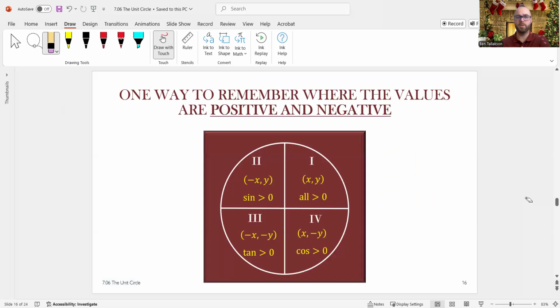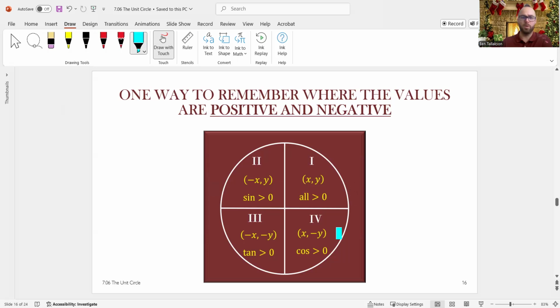And I mentioned this earlier, but here is a visual and a way to remember the values that are positive and negative. Okay? If you look at the sign, each quadrant, what do they all have in common? Well, all of these values say greater than zero. What does greater than zero mean, though? It means they're positive, right?